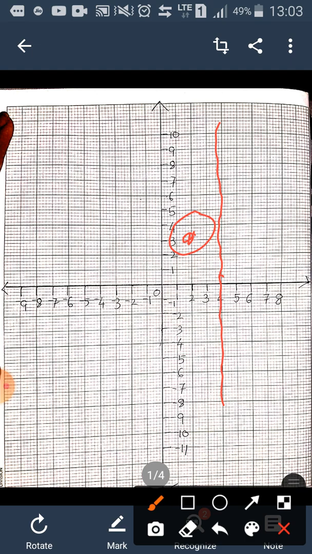Now you need to find out that this point is P, and you need to find P dash. So it will be over here. Now check the coordinates. X coordinate is 6, y coordinate is 3. So you will write 6 comma 3. Understood? So this is what you are going to do.